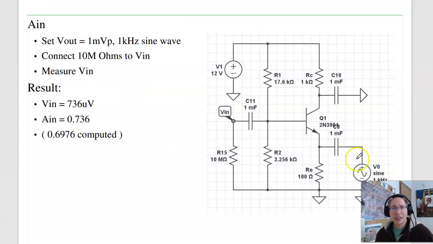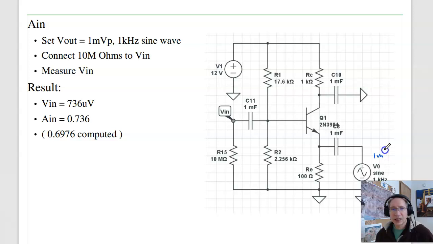To find the input gain, set V out to 1 millivolt. Make the input 10 mega ohms, something large. Measure the input voltage. From CircuitLab, I'm going to get 736 microvolts. So the gain is output over input. That over 1 millivolt gives a gain of 0.736.